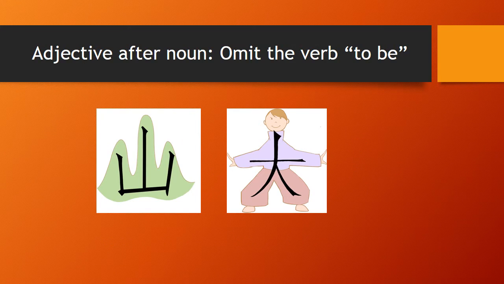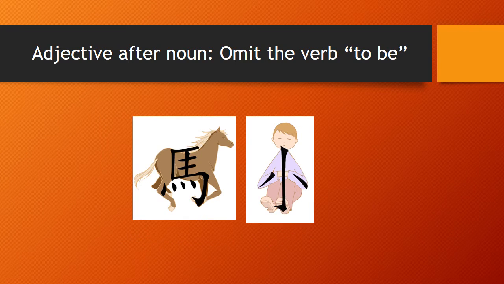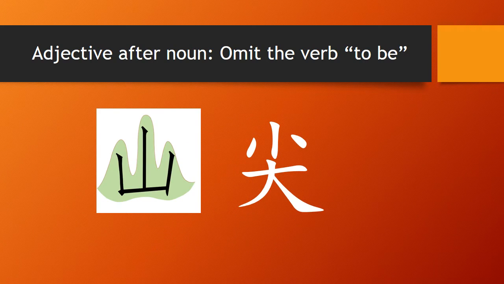Alright, now if you say shan da, mountain, big, it would mean in English the mountain is big. However, in Chinese we do not use the word is. We do not use the verb to be between a noun and its adjective. Okay, so we say mountain big, meaning the mountain is big. How about this? Ma xiao. What do you think it means? You are probably correct. The horse is small. You just don't say is. Let's look at this. Shan jian. Remember jian? Small on top of big, pointed. Yes, it means the mountain is pointed or sharp.